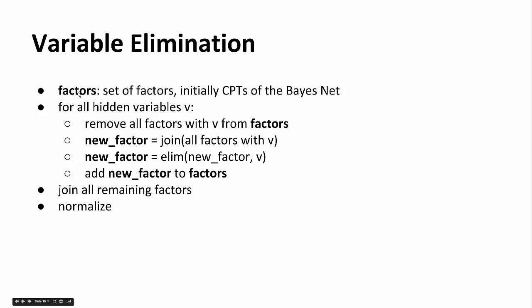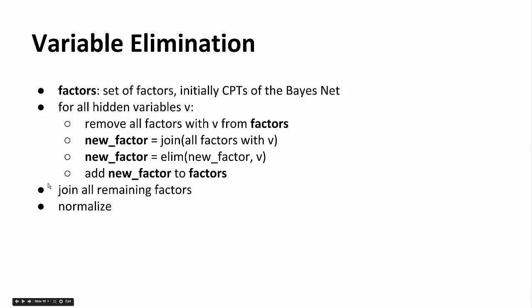We're going to start with some set of factors, which is initially just all of the conditional probability tables of the Bayes net. Then we loop through all of the hidden variables V. We remove all factors with V from our factors set, create a new factor that's the join of all the factors containing V, and then eliminate V from that new factor. This creates a new factor, which we add back into our set of factors. We continue until we've eliminated all of the hidden variables.